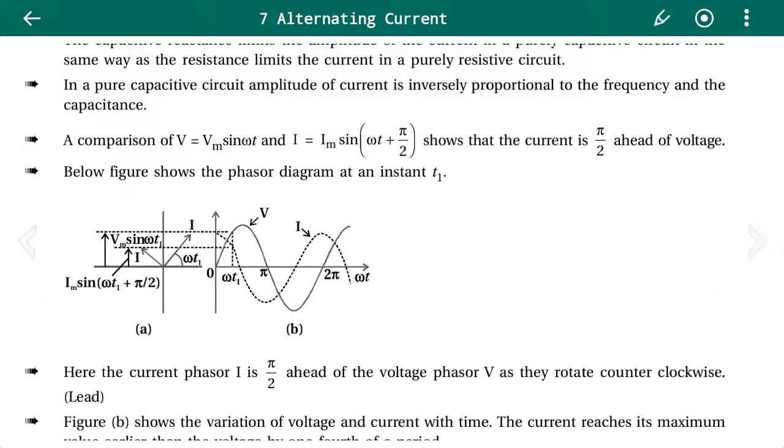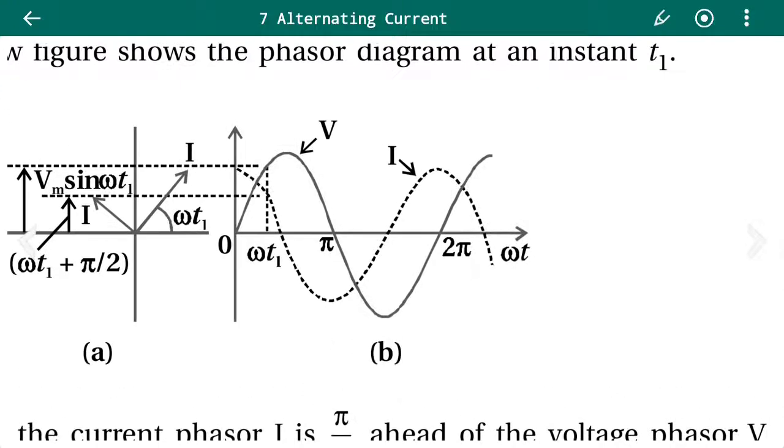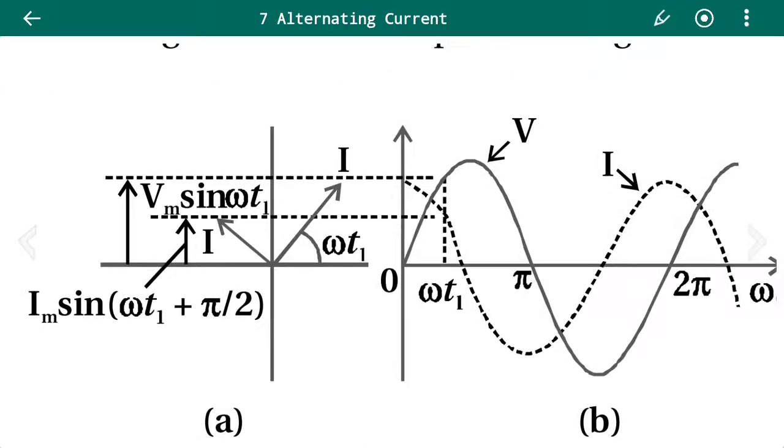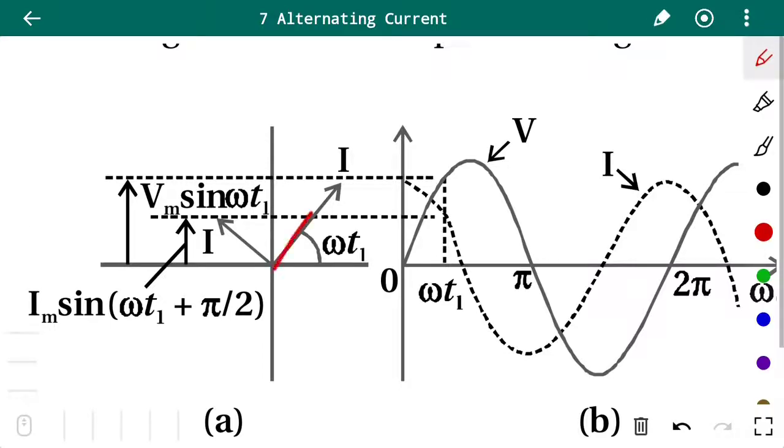Now let us see the graphs. First of all, the phasor diagram. Here we know that V equals Vm sin omega t1 and I equals Im sin omega t1 plus pi by 2. Here V makes an angle omega t1 with respect to the axis. And the current equation is Im sin omega t1 plus 90 degrees.